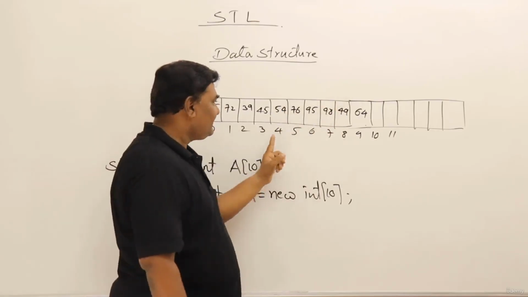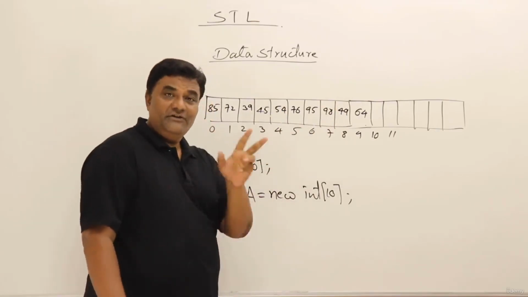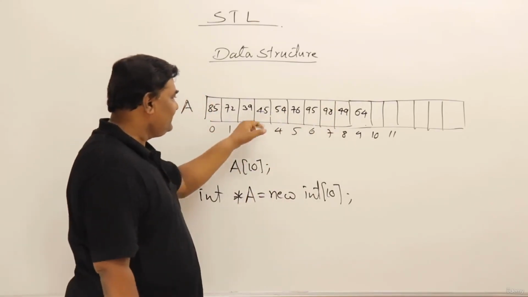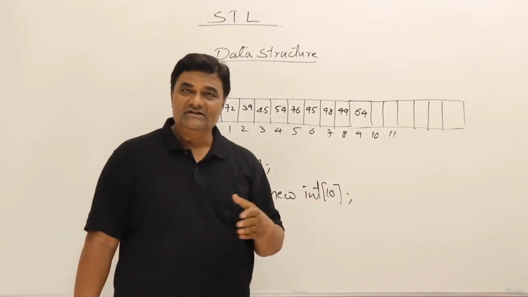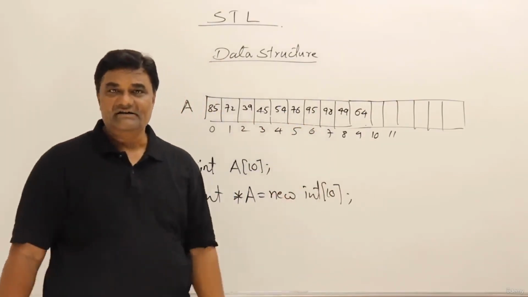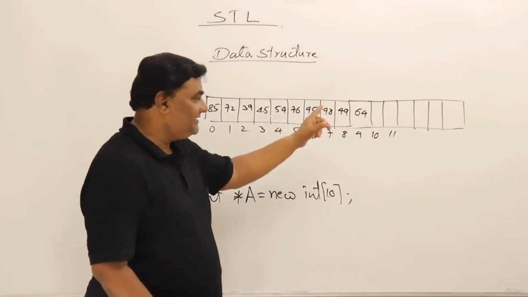Let us see, if I wanted to insert 77 here, then what should I do? Move all the elements there and insert 77. If I want to delete 45, move all those elements here. So for deletion and insertion, data movement is required. Now let us see the next one.